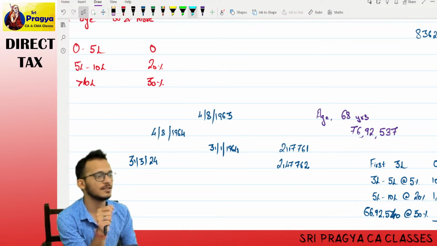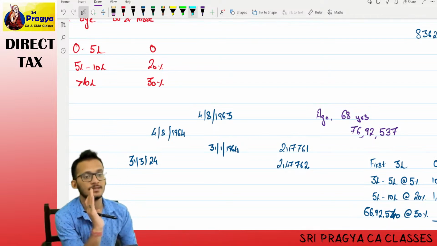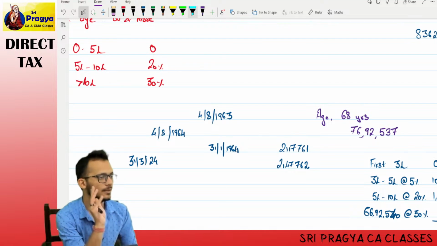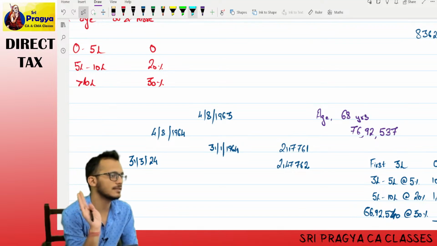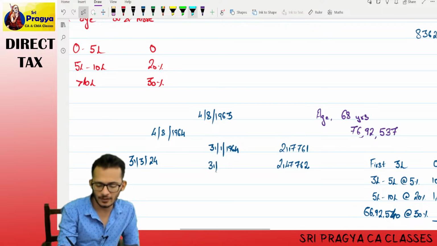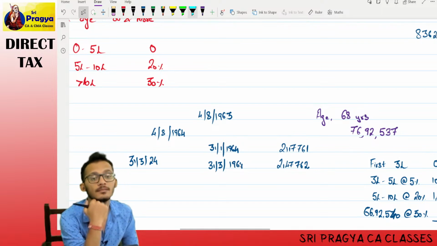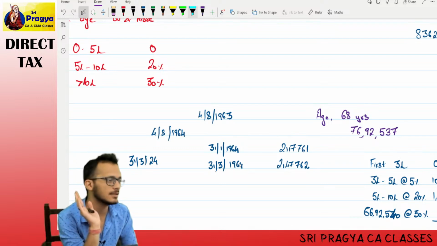The question then is, Rahul, how many days should it be? It says 60 at any time during the previous year. One day also she was 60, it is 60. Which means if I put the date as 31st March 1964, she is a senior citizen because that day she was 60. Any time during the previous year is 60. Clear?